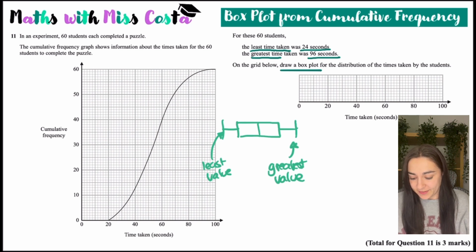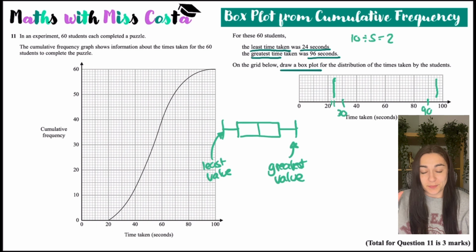So I know the least value is 24 seconds. If I look at the scale, it's going up in tens for each box of 5. So if a box of 5 is worth 10, I know that each little box must be 2. So 24 would be over here. And 96, that would be 90. So 2, 4, 6 would be the third one over here. So I've plotted my lowest value and my greatest value.